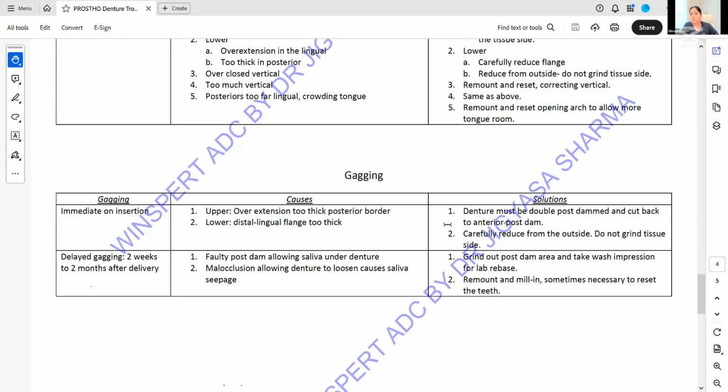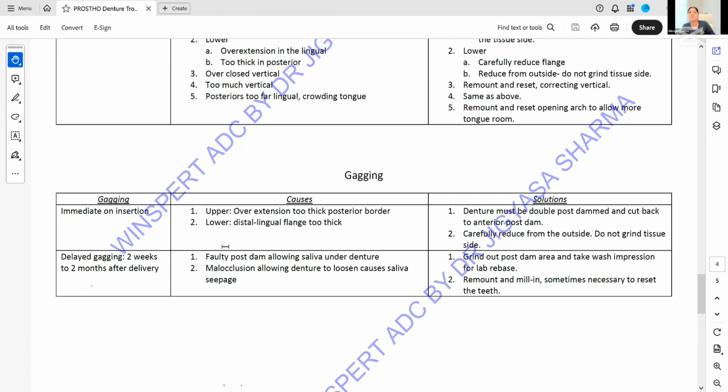Gag comes from post-dam areas or glossopharyngeal nerve irritation. Post-dam areas can lead to the gag by overextension, or the distolingual flange may be too thick and reaching your pharyngeal muscles, leading to gag again. Both would lead to immediate gagging upon insertion of the denture. So you have to improve the post-dam area, and if it's coming from the mandible distolingual flange, you have to correct it so that it doesn't impinge and irritate your pharyngeal muscles, right?